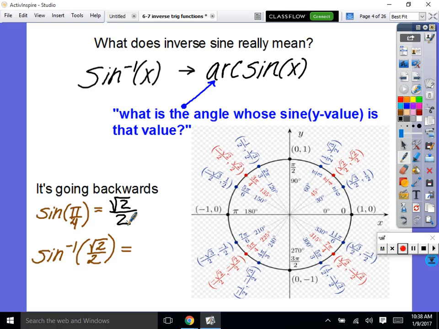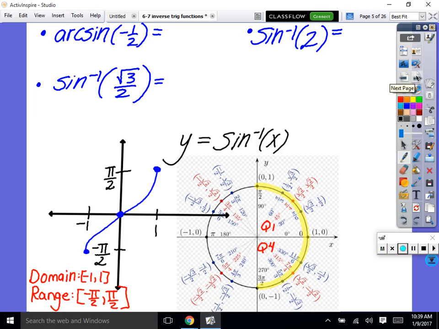So this says sine inverse. So what this means is, what is the angle whose sine is square root of 2 over 2? What's the angle whose sine value is square root of 2 over 2? Isn't that this? What's the angle? Pi/4. You see how that's just going backwards? Or 45 degrees? Yeah. Same thing. So you could write either or, and if it wants it one specific way, it'll say give your answer in radians or give your answer in degrees. Everybody see how it's just going backwards? Okay, awesome. So let's just start practicing some of these.